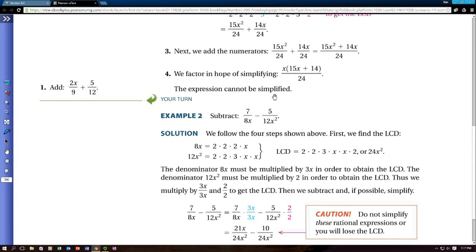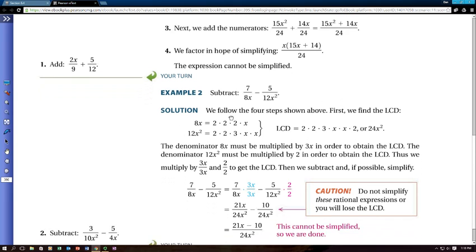And that's what they say, cannot be simplified. A better way to say that, it is in simplest form. Definition is what I just explained. Okay, example 2 is subtraction.